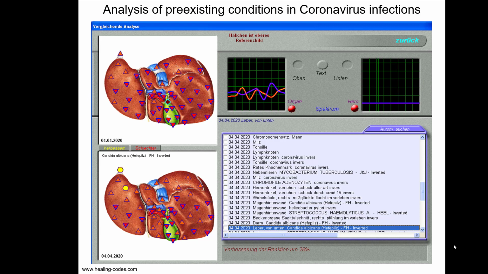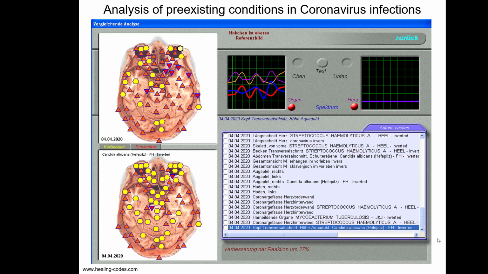If the GI tract were rehabilitated and Candida albicans treated, the energetic findings of the liver would improve by 28%. Typical liver symptoms are fatigue, sleep disorders, visual disturbances, sensitivity to light, and the emotion of anger and rage.